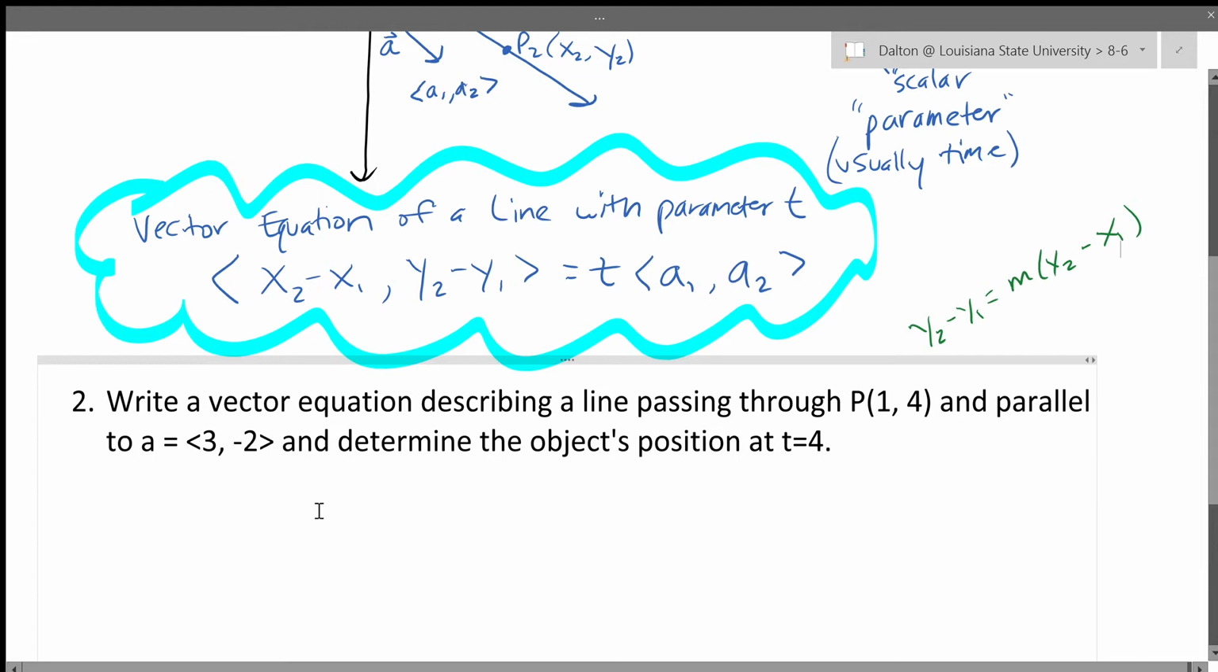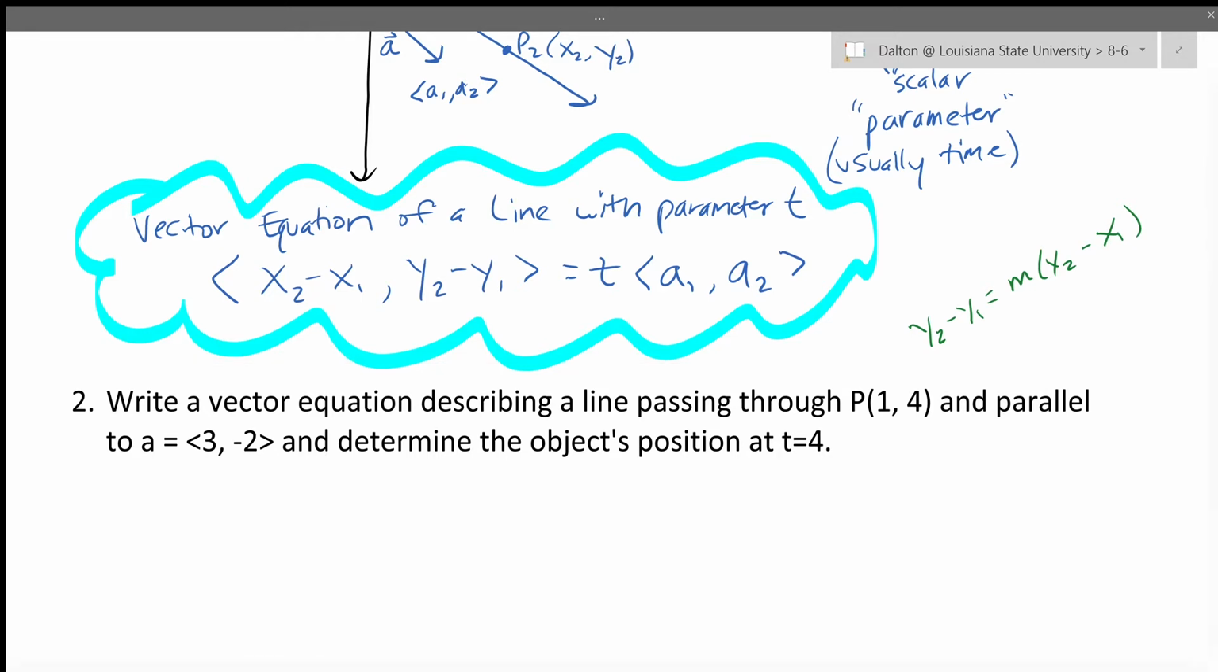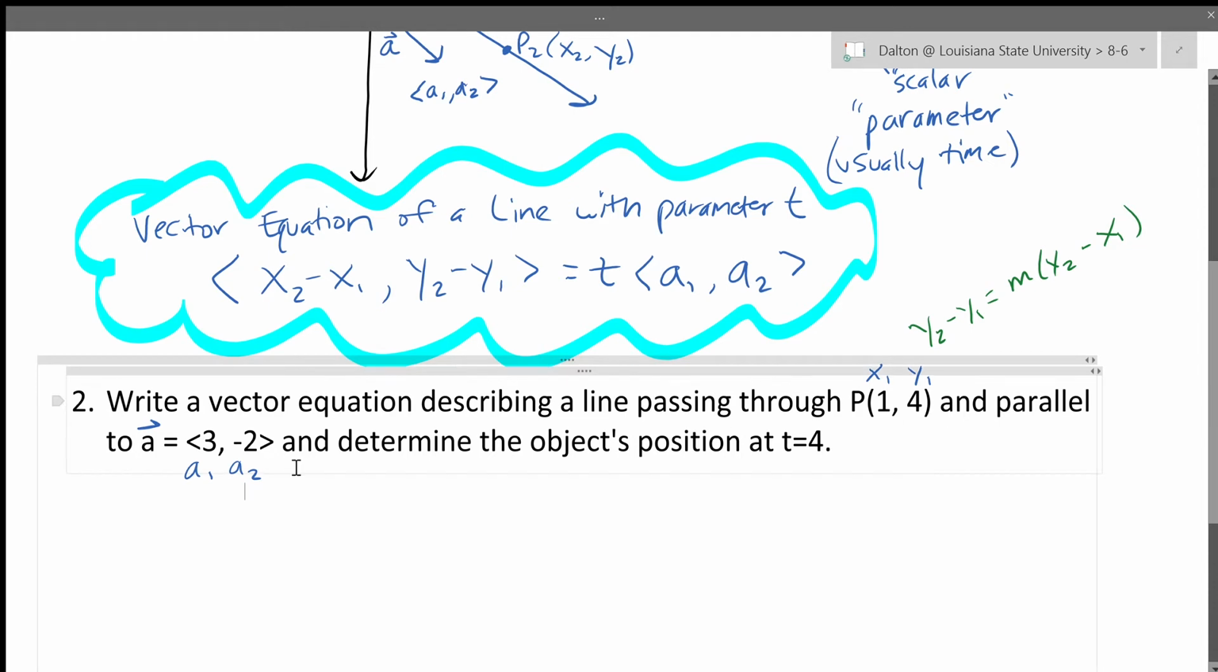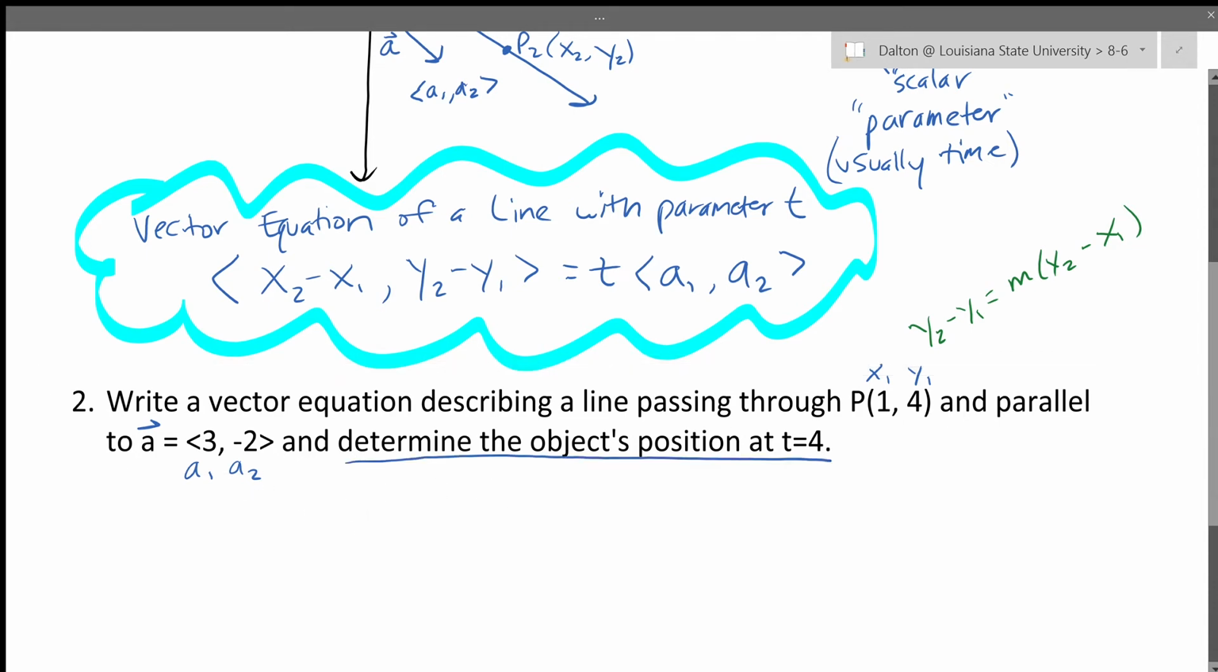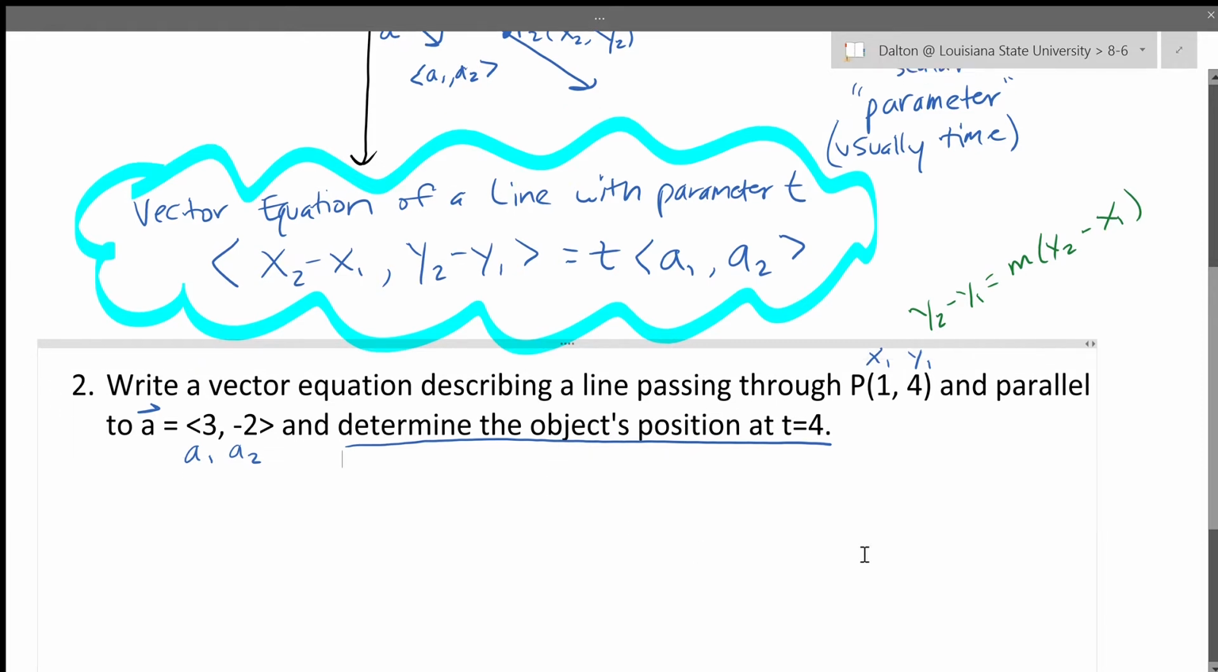If I use the given point that they tell us as x1, y1, and then instead of a slope, I've got to make sure I put my vector notation above a. Vector a has components a1, a2. If I plug these four numbers in, now this part here is the second part of the question: determine the object's position at time equals 4. I don't want you to plug in t equals 4 until after you've established the equation.